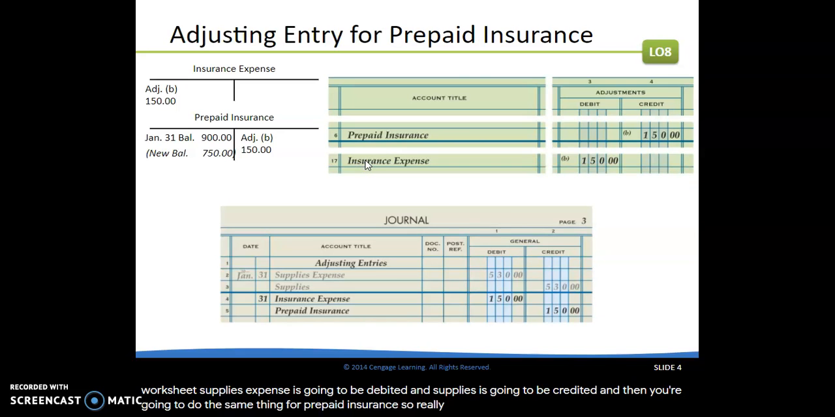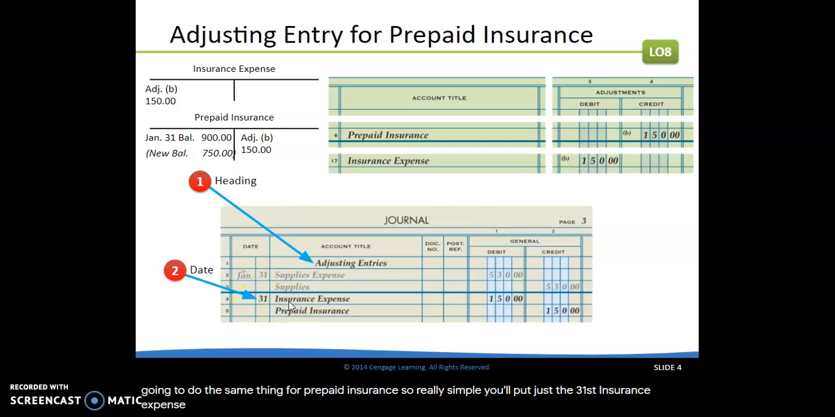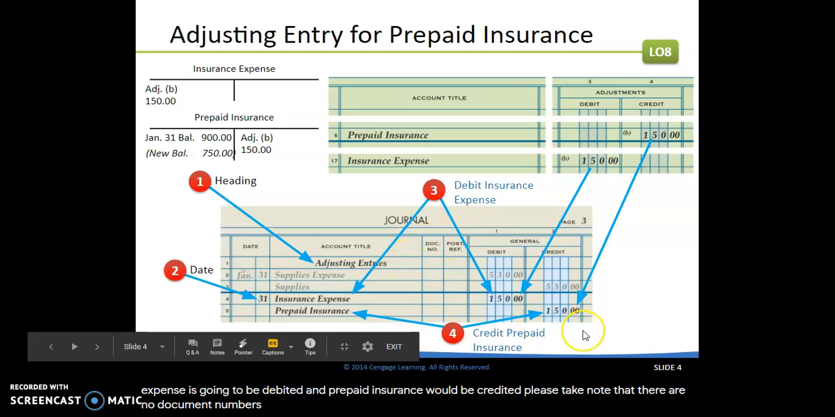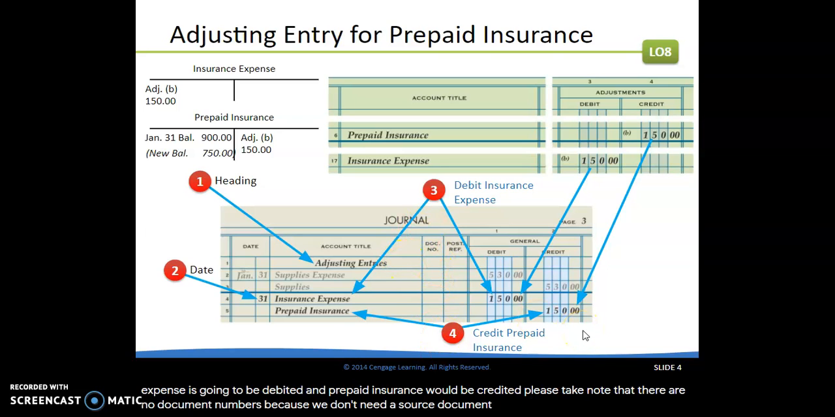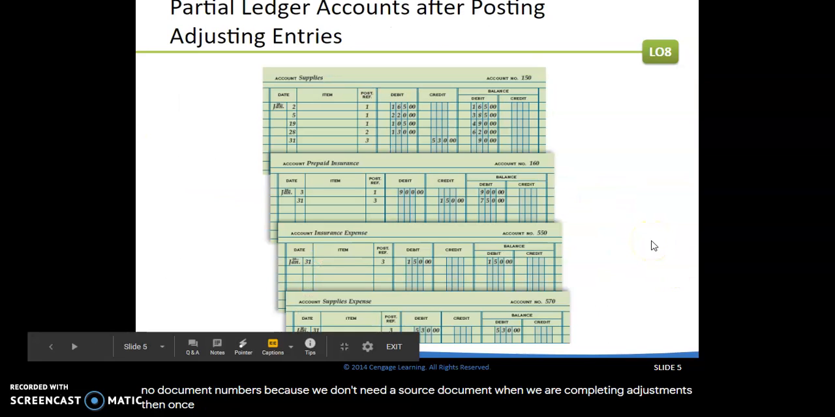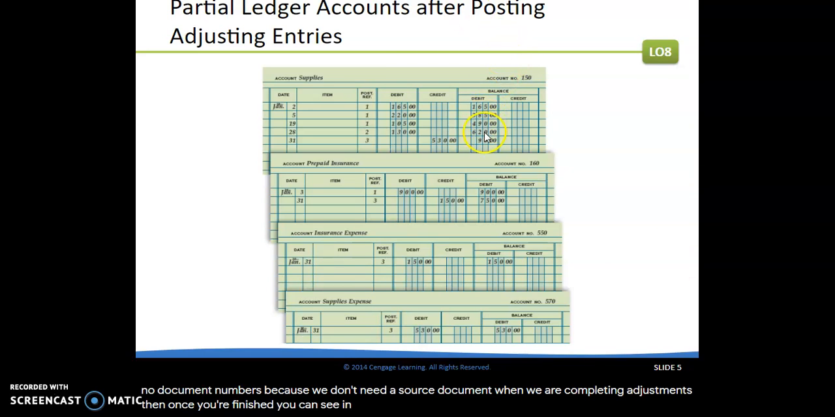So really simple, you'll put just the 31st. Insurance expense is going to be debited, and prepaid insurance would be credited. Please take note that there are no document numbers because we don't need a source document when we are completing adjustments. Then once you're finished, you can see in the general ledger, supplies says 90.